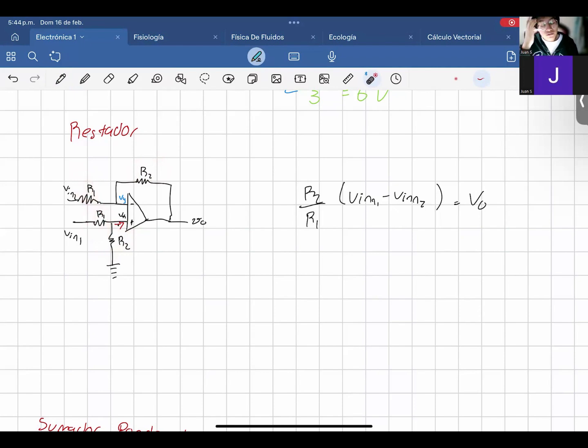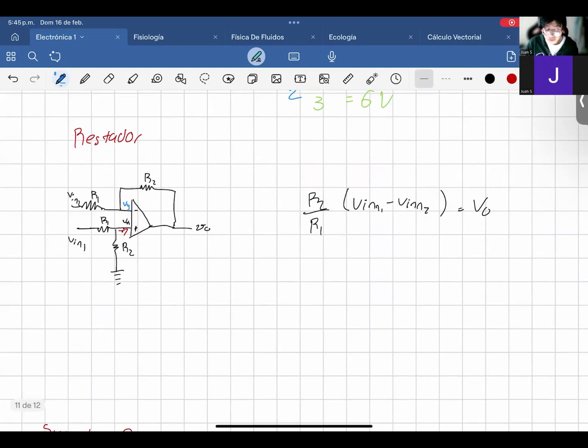So this configuration has 2 purposes. Number one, as the name says, it can subtract 2 voltages: this one that goes towards the non-inverting terminal, and this one that goes towards the inverting terminal, as we see here. However, we can also use it as an amplifier because of this element. So let's say, for example, we only want the kind of setup that just subtracts.